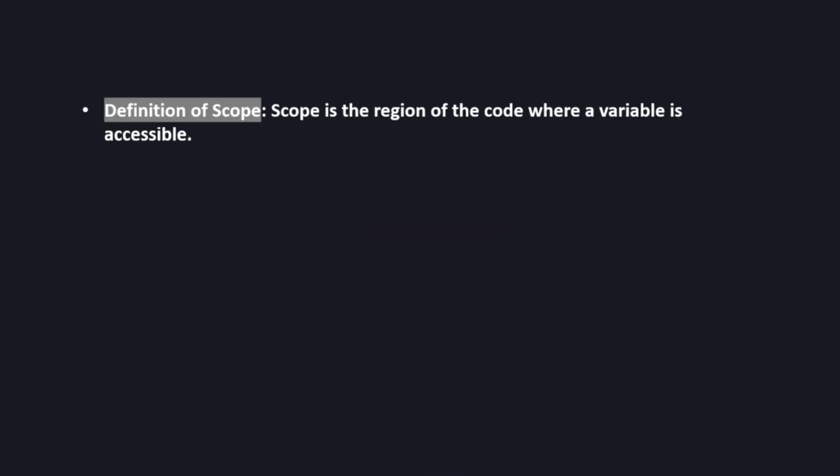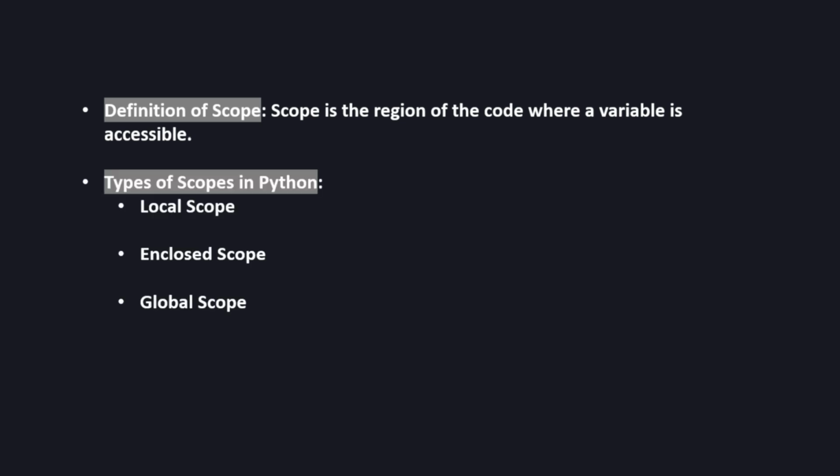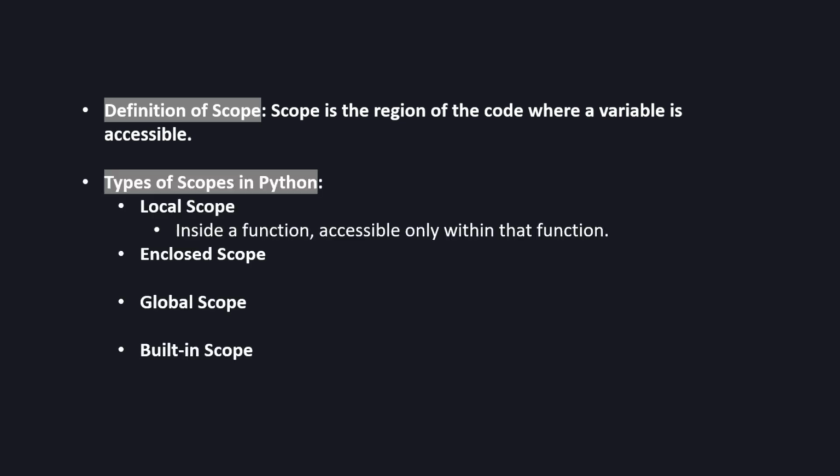First, let's talk about what scope actually is. Scope refers to the area in your code where a variable is accessible. Python has 4 levels of scope: local, enclosing, global, and built-in. In local scope, variables are declared inside a function and only accessible within that function.